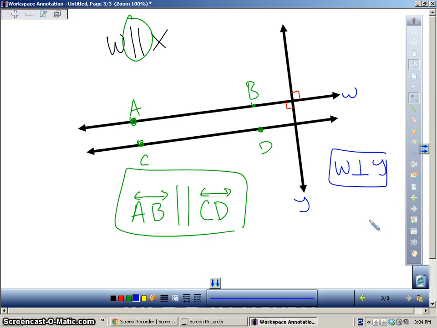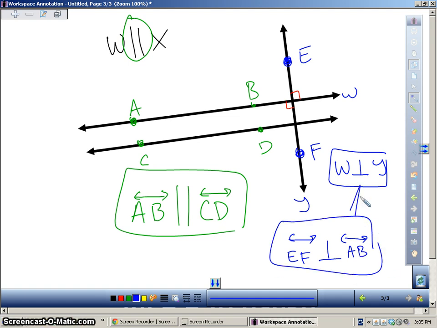Or if we were using the point system, we'd do the same exact thing we did before, where we've got a couple of points. Let's call this E and F. I could say line EF is perpendicular to line AB, and both those notations would be just fine.